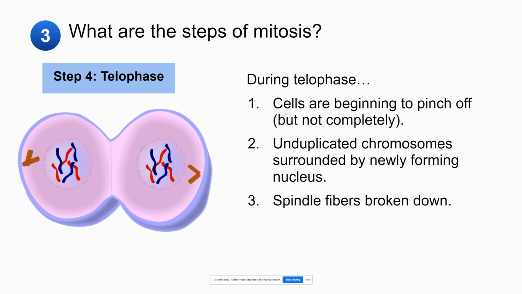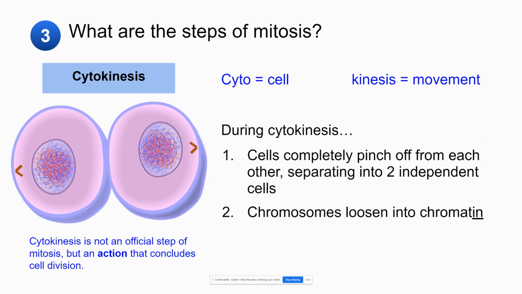Everything has appropriately moved. One more hint to help you remember what happens during telophase. Think of the following. T for telophase, T for 2. We are beginning to see two cells forming during telophase. What then splits the cells if telophase doesn't? Well, when telophase is finished, an action called cytokinesis will occur. It's a really quick action, so it's not considered a step of mitosis. During cytokinesis, the cells will completely pinch off from each other, separating into two independent cells.